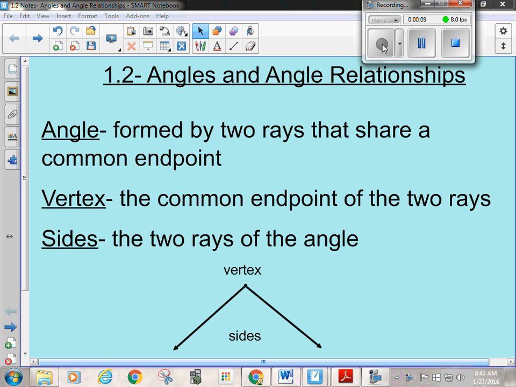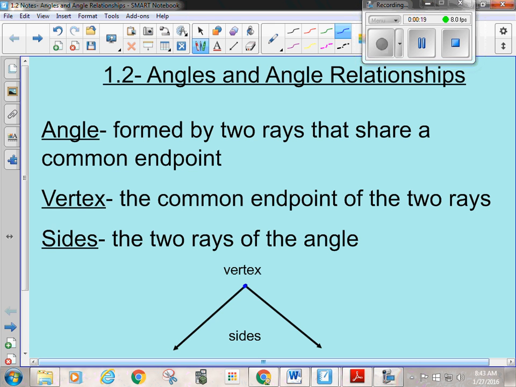An angle is formed by two rays that share a common endpoint. It has a vertex, which is the common endpoint of the two rays. So our vertex is here. And then it has sides, which are the two actual rays of the angle. So that line there and that line there are considered our sides.